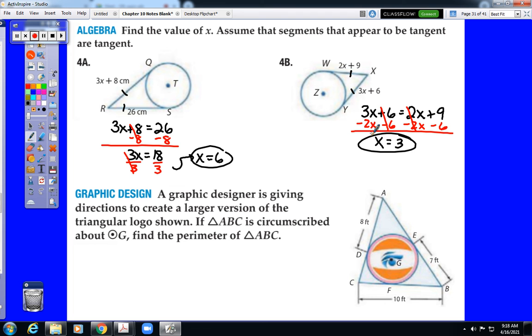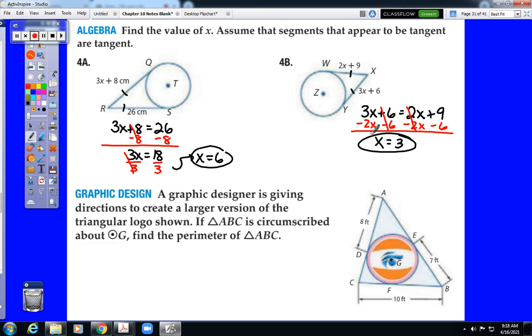Now the more advanced version of this involves inscribing a circle into a polygon, or circumscribing a polygon around a circle. So here we have a graphic design word problem, which is essentially we've taken a circle and inscribed it into the triangle, meaning that triangle ABC is circumscribed around circle G. The problem asks us to find the perimeter of the triangle. To do that, we need to add up the side lengths, which means we need to know all of the side lengths.